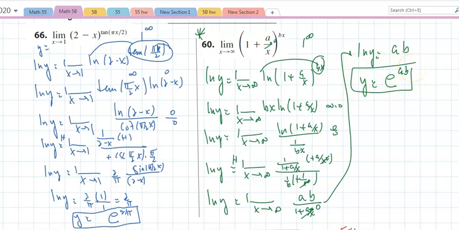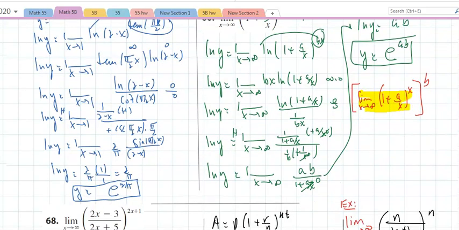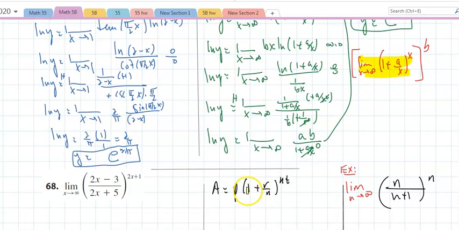Something I want you to really look closely at. If I was to look at this as 1 plus a over x raised to the x, all raised to the b. And if I take the limit as x approaches infinity, I'm going to show what this part equals, because that's something that's going to come up all throughout this class for us. I'll come back to that and apply it right here.